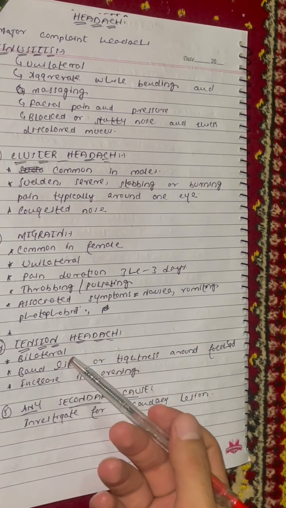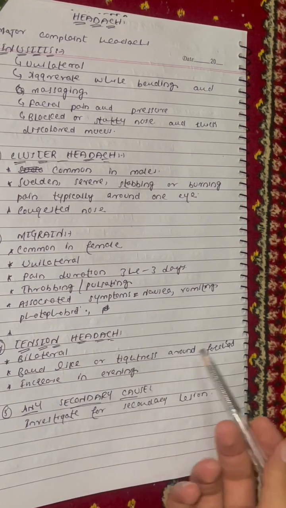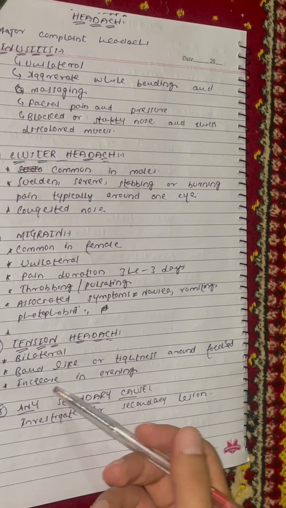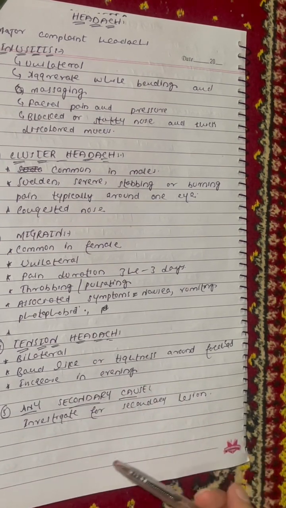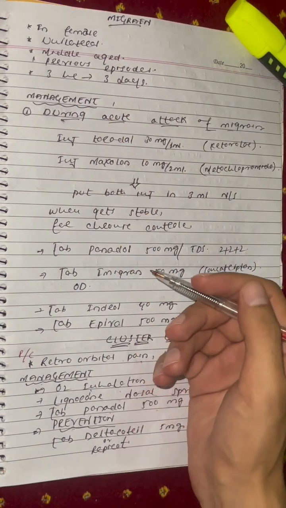Now let's discuss tension headache. Tension headache is bilateral and it is band-like, or there is tightness around the forehead in this case, right? And it usually increases in the evening. Let's discuss migraine and cluster headache in this video, right?